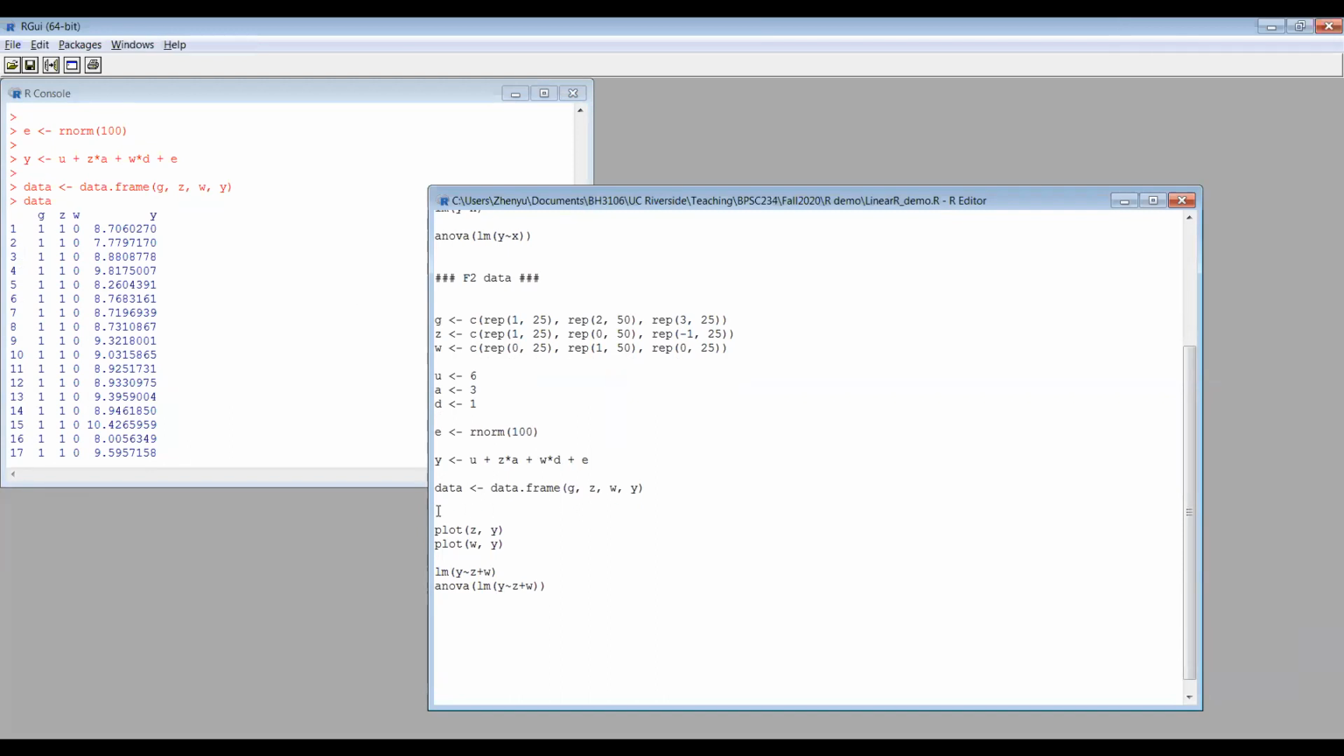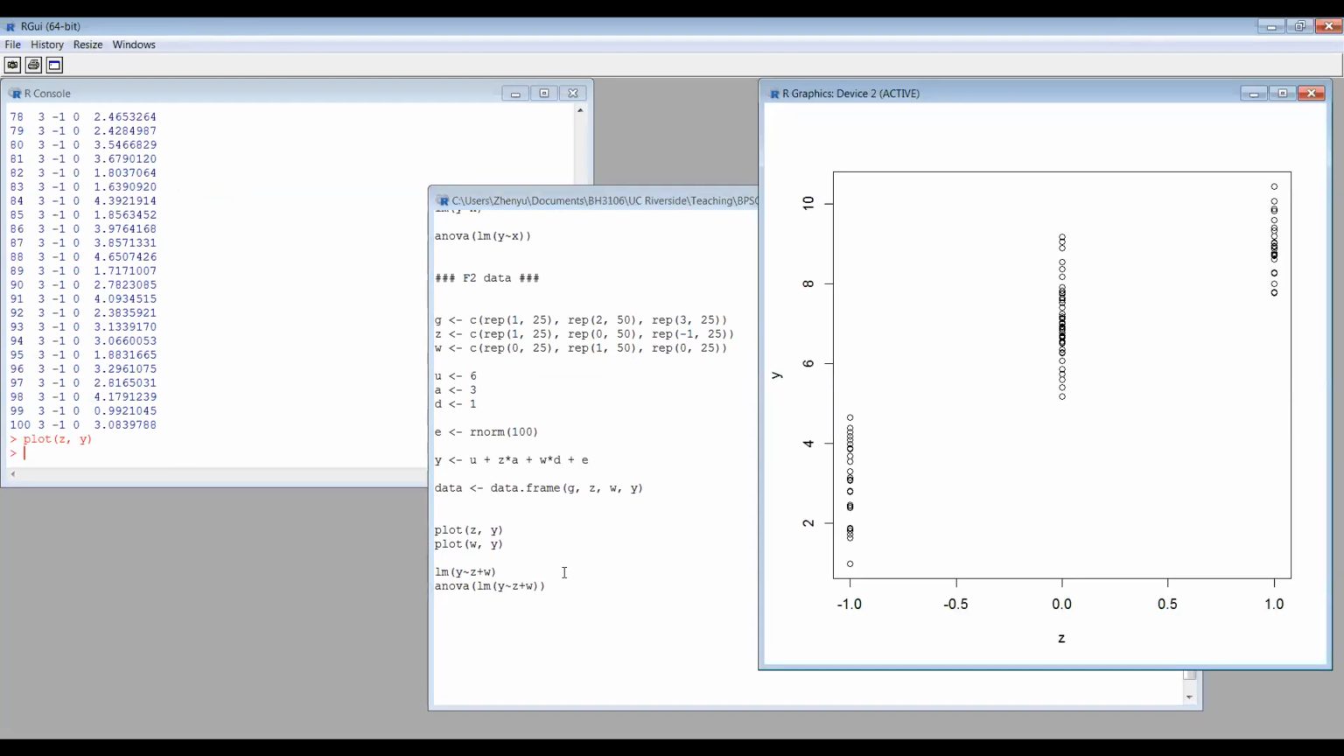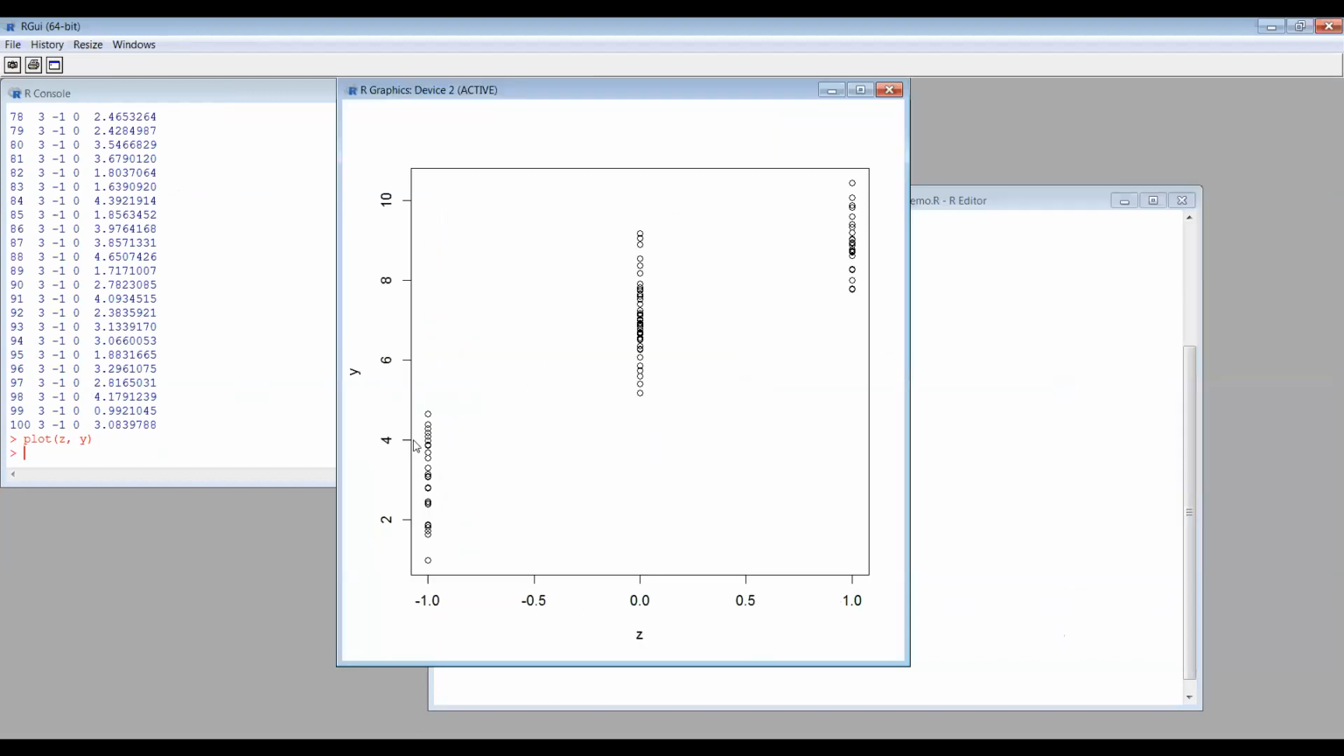Okay, let's look here. If we plot Z versus Y, you see, right? Clearly there's an association. For the first genotype, second genotype, and the third genotype, this is the third genotype actually. This is the heterozygous, and this is the first genotype. You see clearly there's a trend between the additive effect and the phenotype, right?